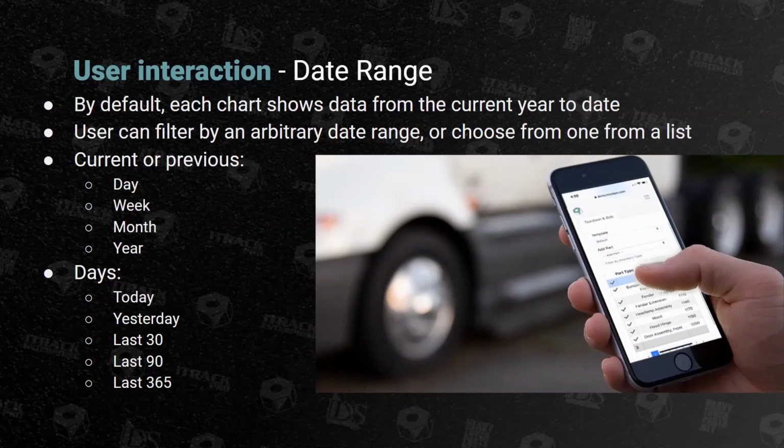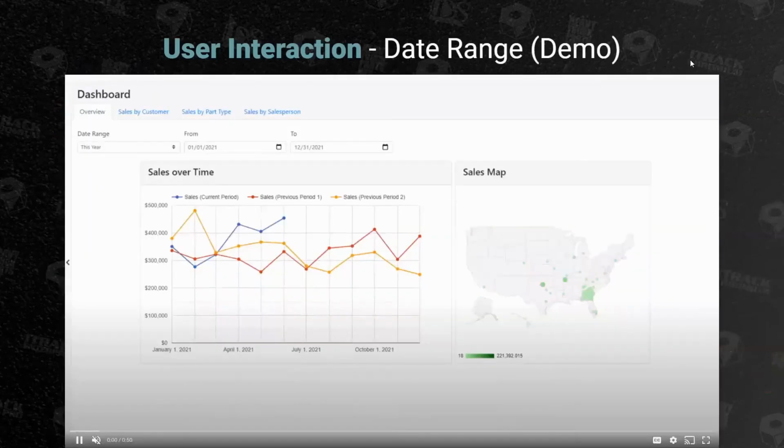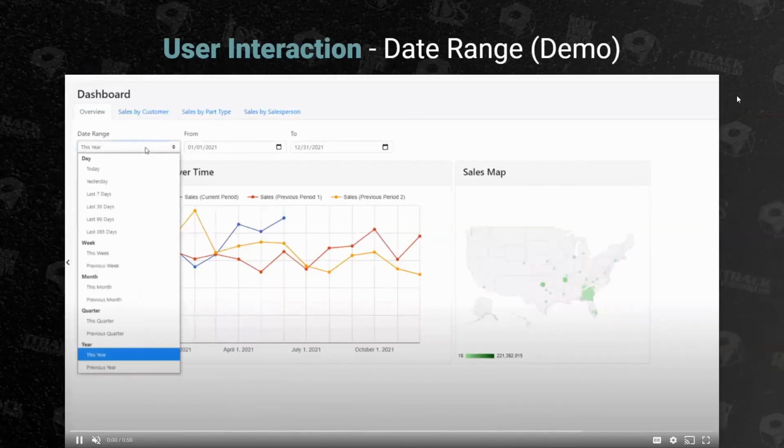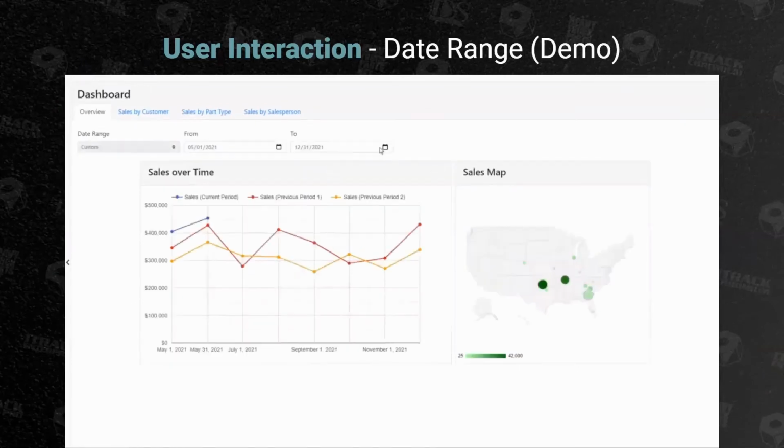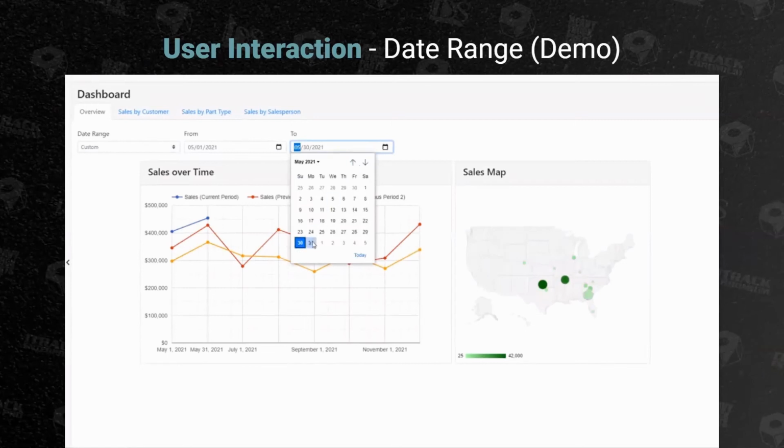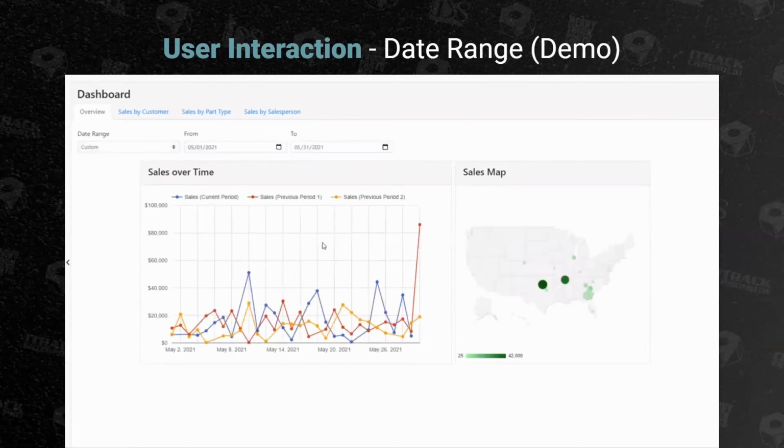Moving on to a little demo I put together of the date range. What we see here is I'm going to change the date range for our overview to only cover the month of May. This is with the date picker that was just added in the newest update. And we see that it adapts and shows sales by every day.